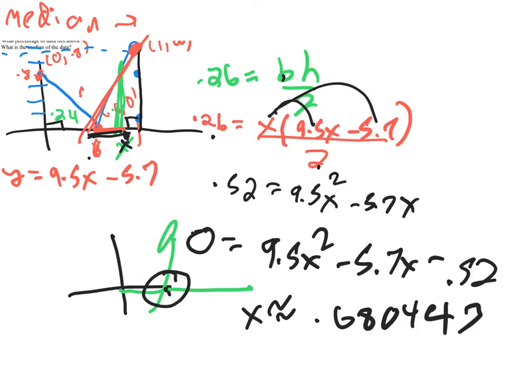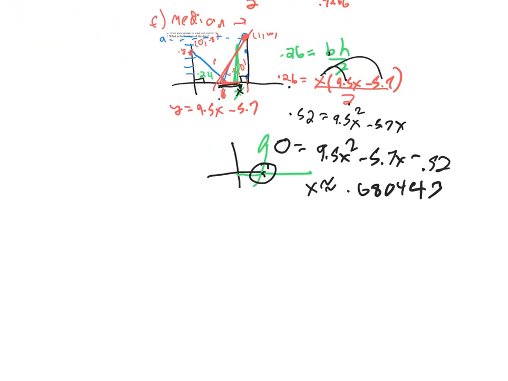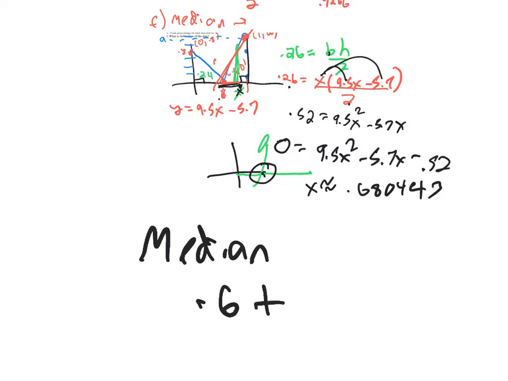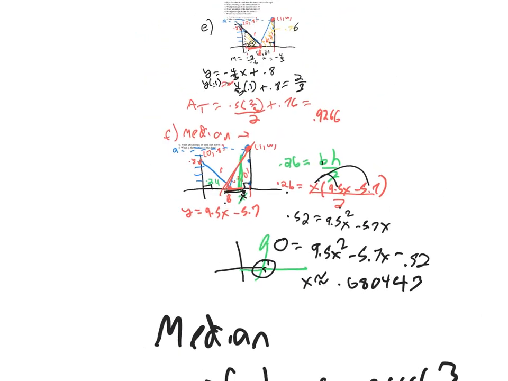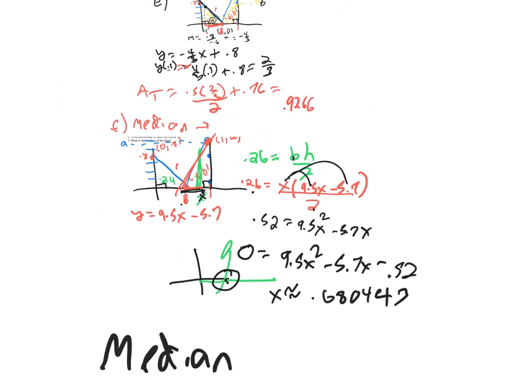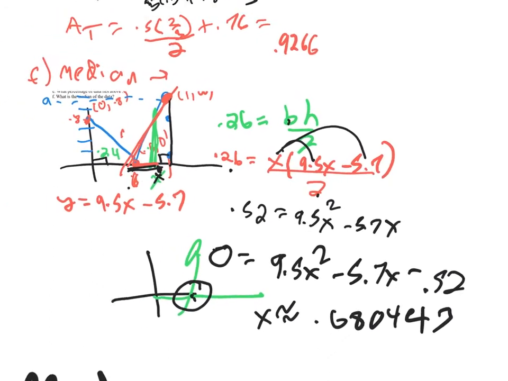So that has to be added to the 0.6. I have to add it to that 0.6. So the median should be 0.6 plus 0.680443, 1.2. So something happened. It didn't work. Can't be. It can't be 0.6. We are all messed up somewhere. Maybe I messed up somewhere.